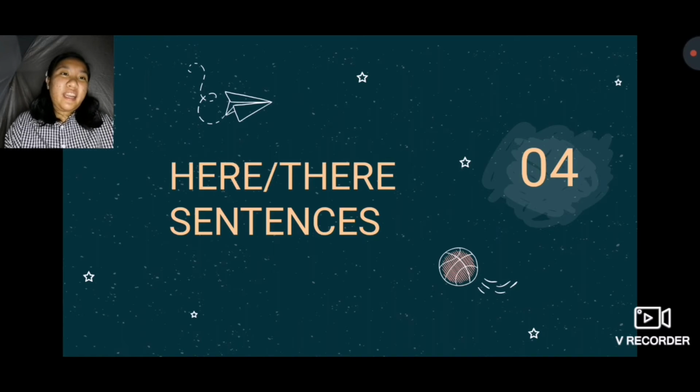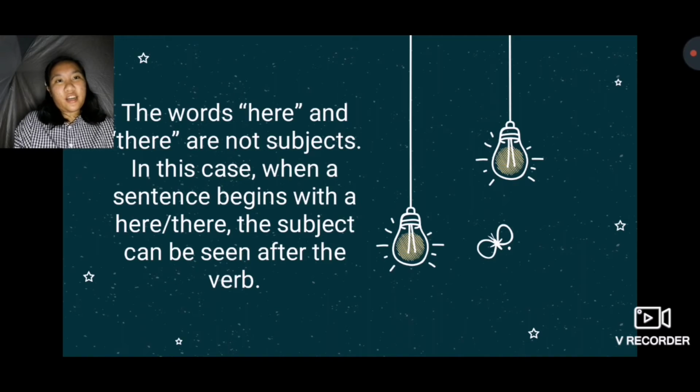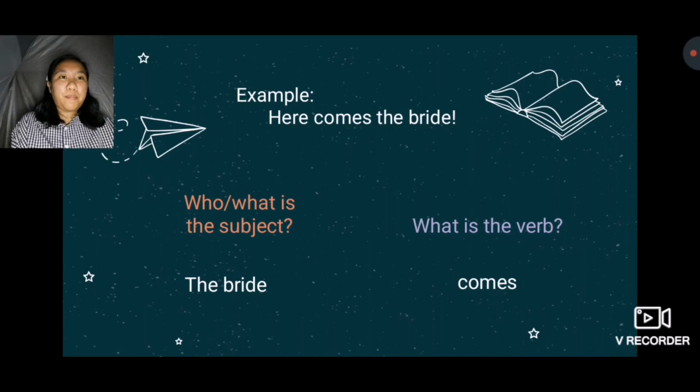Second, here or there sentences. The words here and there are not subjects. Always remember that. So in this case, when a sentence begins with here or there, the subject can be seen after the verb. So here's our example. Here comes the bride. So here is not a subject.